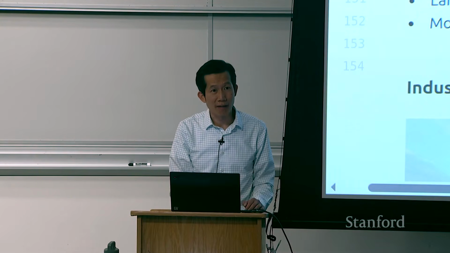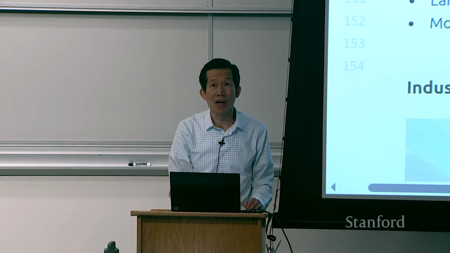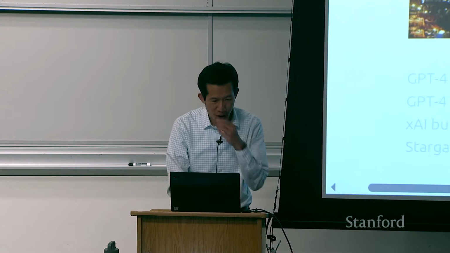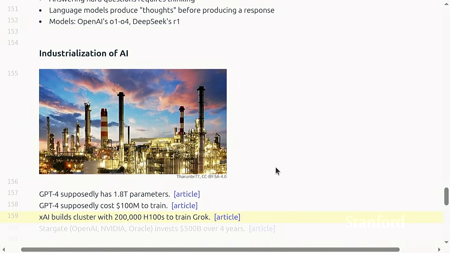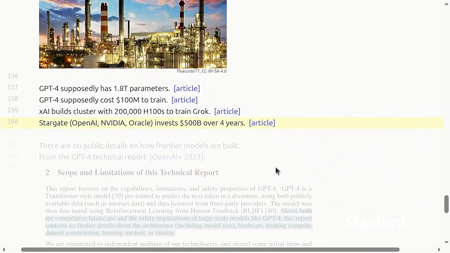Another general trend that has happened is the industrialization of AI. AI used to be a really cute niche thing in research where a bunch of daydreamers would come and try various things out, and maybe some things would work, and most of the time it didn't. And now GPT-4 supposedly has 1.8 trillion parameters and costs 100 million to train. xAI builds a cluster of 200K H100 GPUs, and there are hundreds of billions of dollars in investment going into AI.